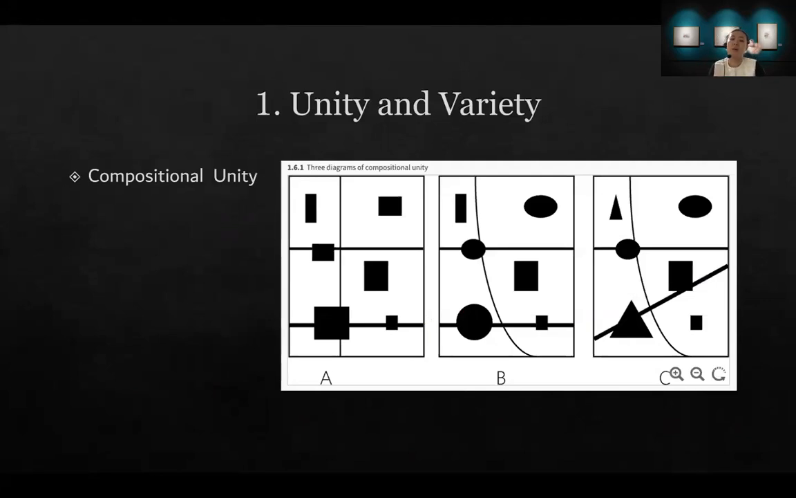So let's see the compositional unity first. An artist creates compositional unity by organizing all the visual aspects of a work. There are 3 similar diagrams that illustrate the idea of compositional unity. Although A is unified, it lacks the visual interest of B, right? And while C is a unified work, its visual variety feels incoherent and chaotic.